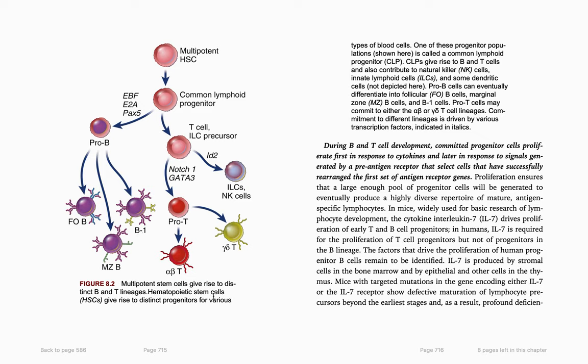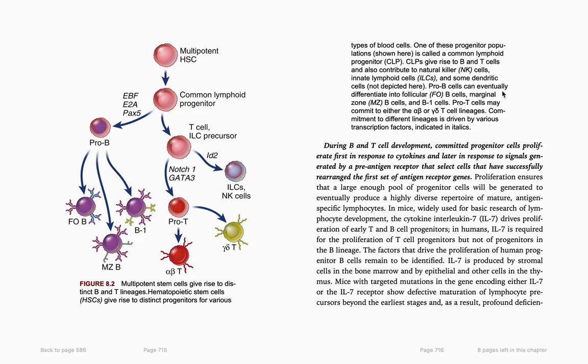So the multipotent stem cell gives rise to the distinct B and T lineages. Hematopoietic stem cells give rise to distinct progenitors for various types of blood cells. One of these progenitor populations shown here is called the common lymphoid progenitor. The common lymphoid progenitor gives rise to B and T cells and also contributes to natural killer cells, innate lymphoid cells, and some dendritic cells not depicted here.